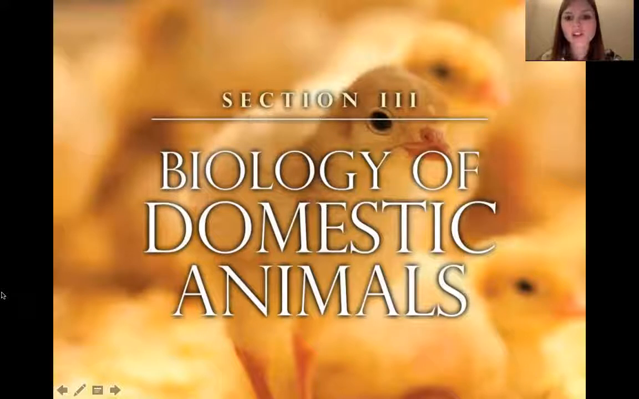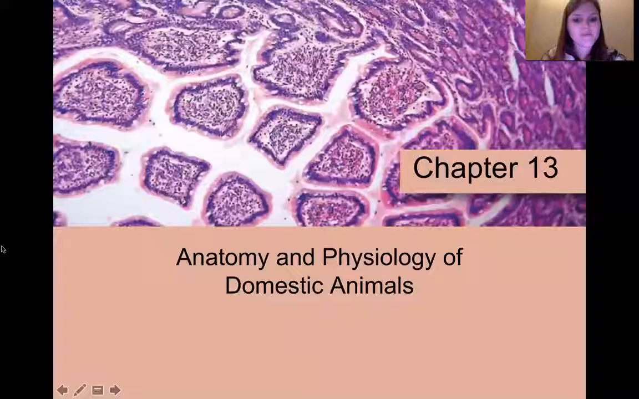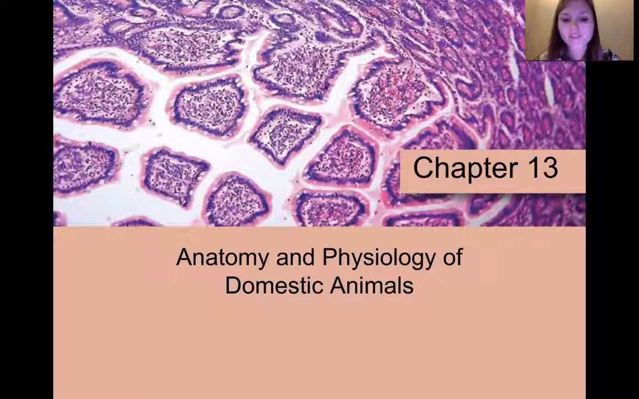So today we're going to start section 3. We're going to be talking about the biology of domestic animals. Mainly, what we're going to cover today is the anatomy and physiology of domestic animals. Anatomy pretty much means the structure of things, and physiology is their function. How do they work and what do they do?